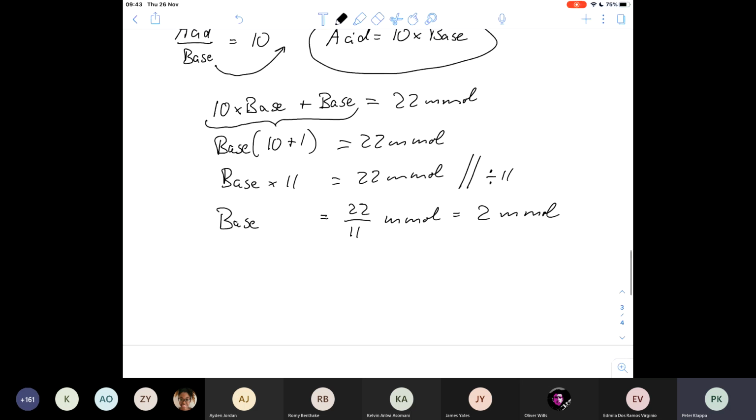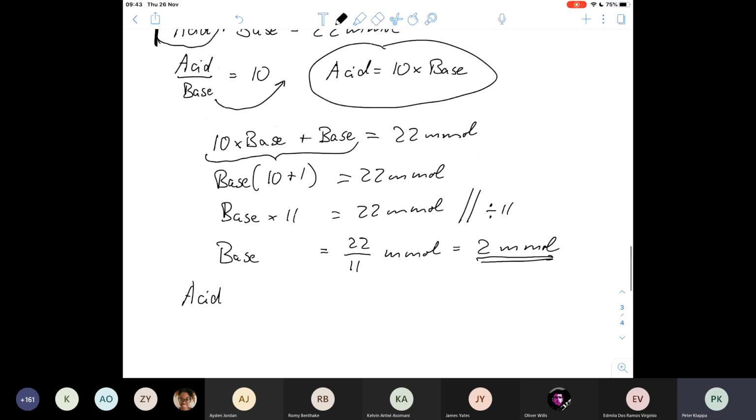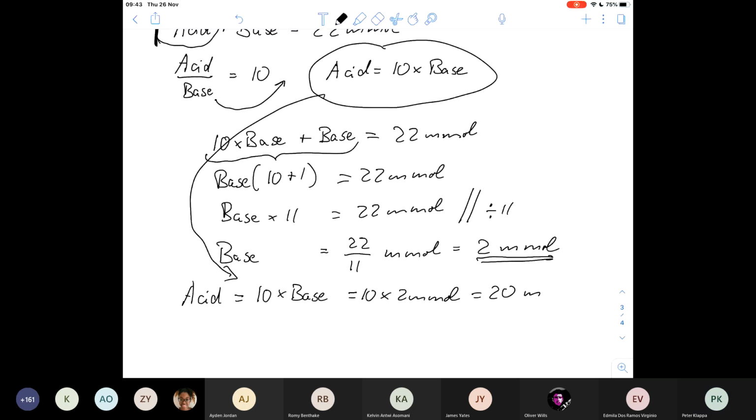So what is acid? Well, we can do that very easily. We can either do it here. We said acid equals 10 times base. So it is 10 times 2 millimole, which is 20 millimole.